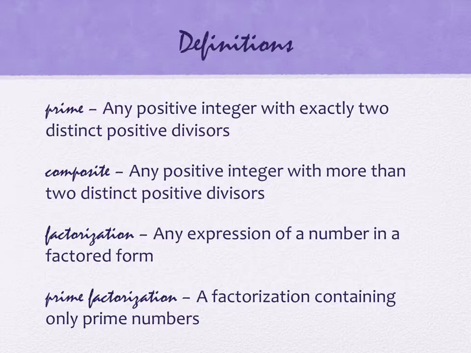A prime number is any positive integer, we could also say whole number, any whole number, with exactly two, I shouldn't even say whole number because it's positive integer, so not just whole number, but natural number. That's the word I want. With exactly two distinct positive divisors. What does distinct mean? Different, and that's important.